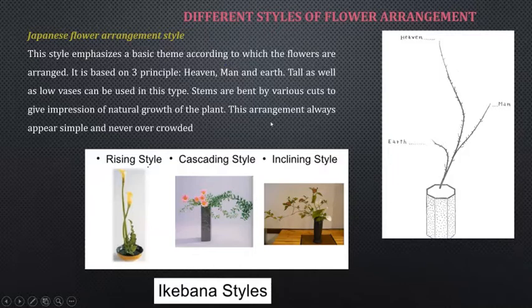Okay. So this is one kind of Japanese flower arrangement called ikebana. In ikebana, there are again three different types of arrangement. This is called rising arrangement. This is called cascading. And the last one is called inclining style.